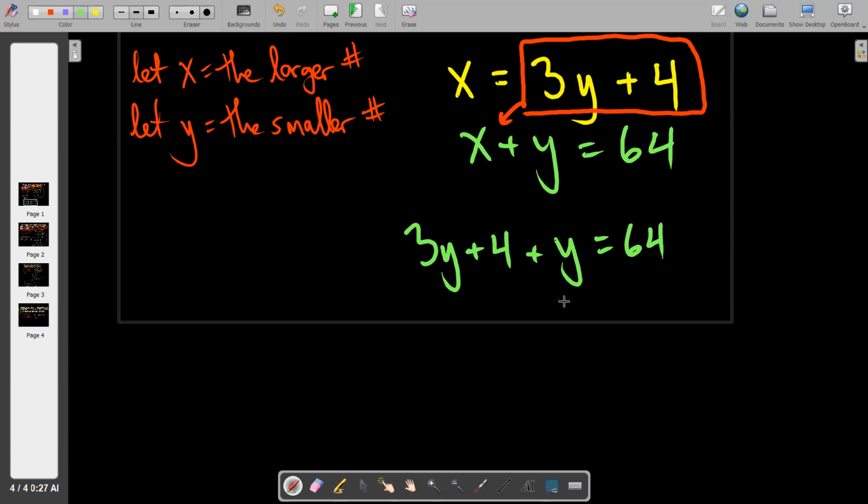Muscle through this. What's 3y plus y? 4y. Let's go ahead and take the 4 to the other side. What do we get?